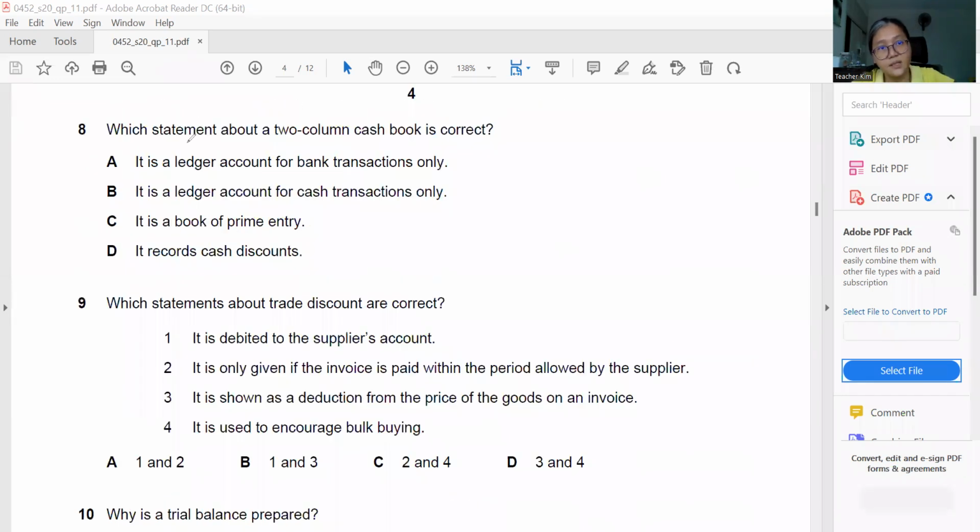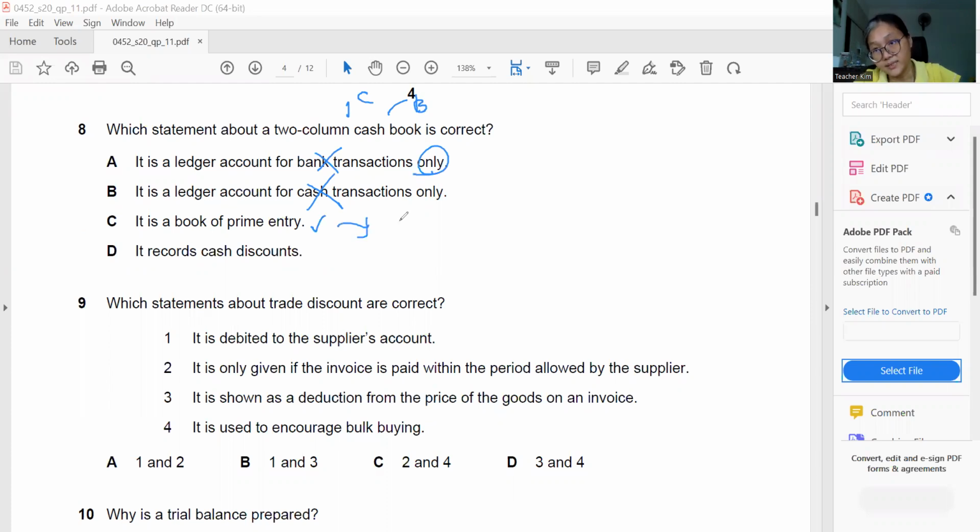Question 8. Which statement about a 2-column cash book is correct? A 2-column cash book means cash and bank only. This is a ledger account for the bank transaction only. This is wrong because cash also appears. So A and B are wrong. It is a book of prime entry. Yes, it's one of the books of prime entry.